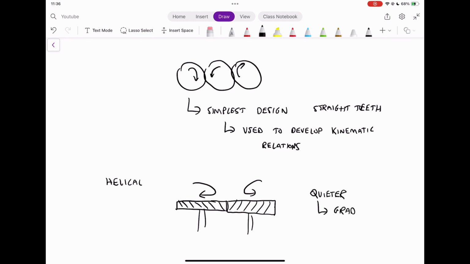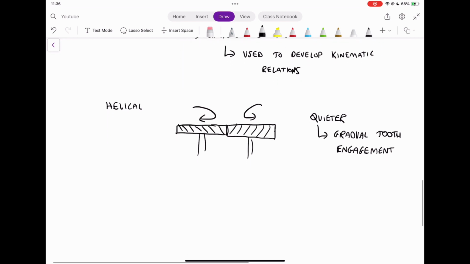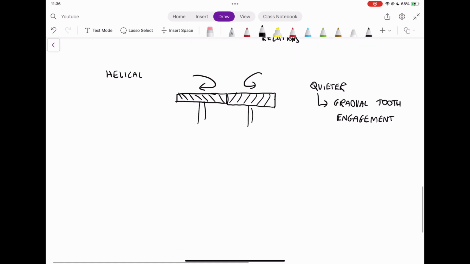But being quieter essentially is due to the fact that they have gradual tooth engagement. So when 2 gears come together, the teeth engage gradually as opposed to immediately in a flat design. So that's the big advantage of helical gears. Obviously, helical gears are more expensive, so there is a downside to it as well. Finally, going to bevel gears, and then we'll go to worm gears after.